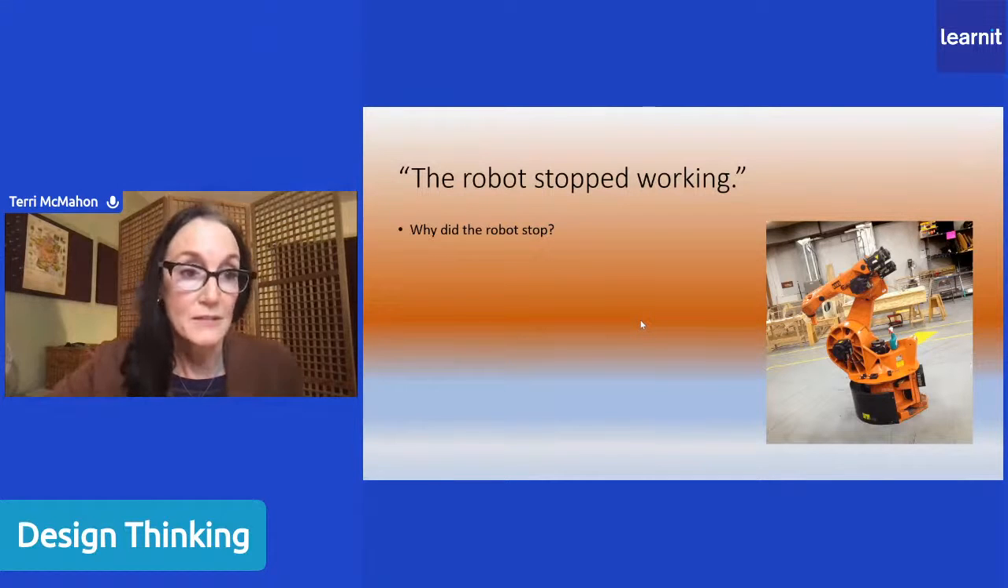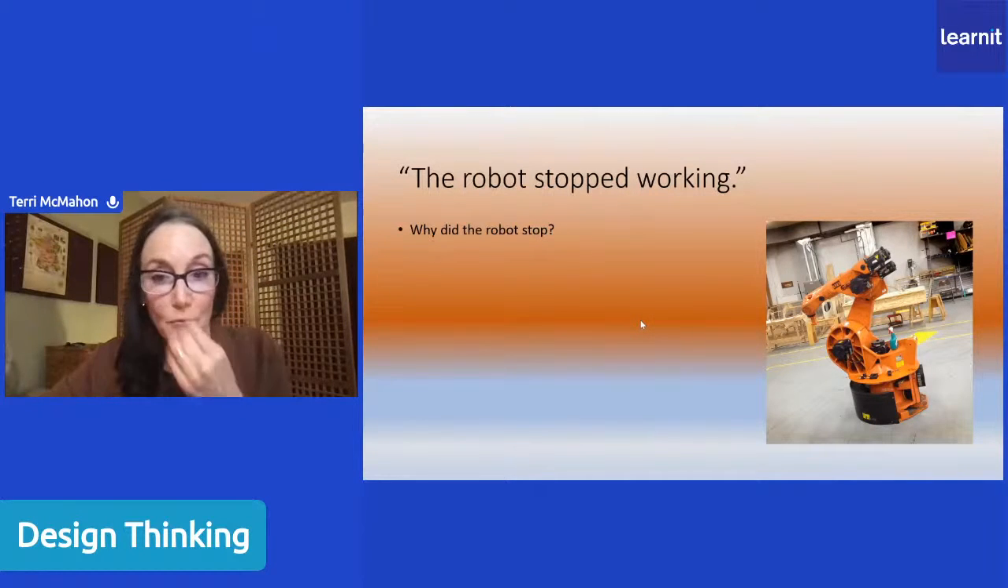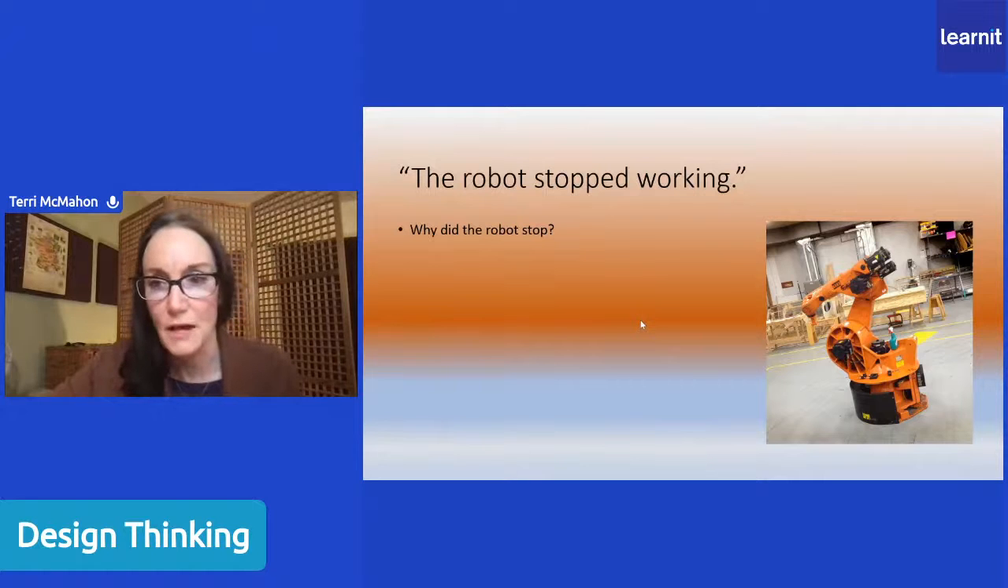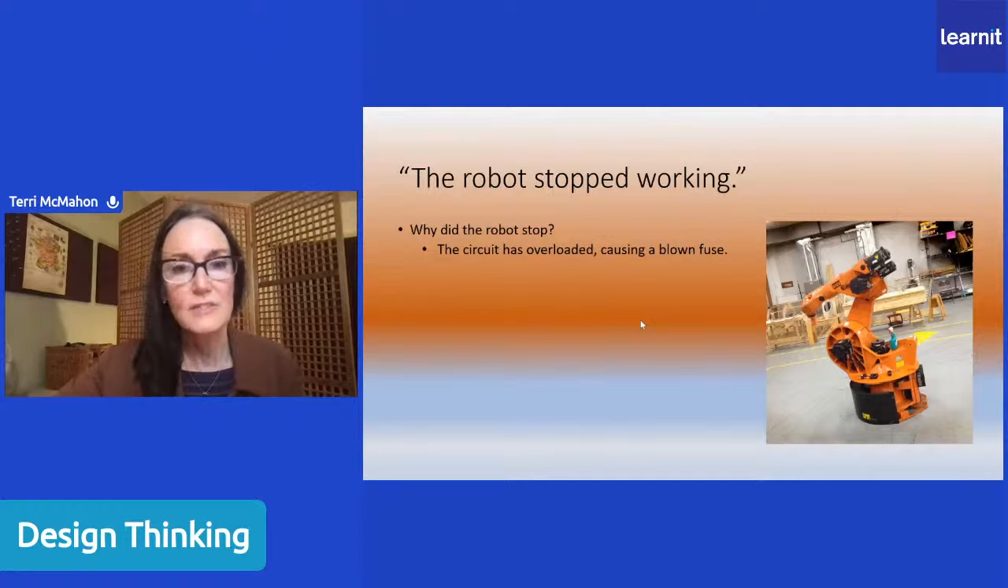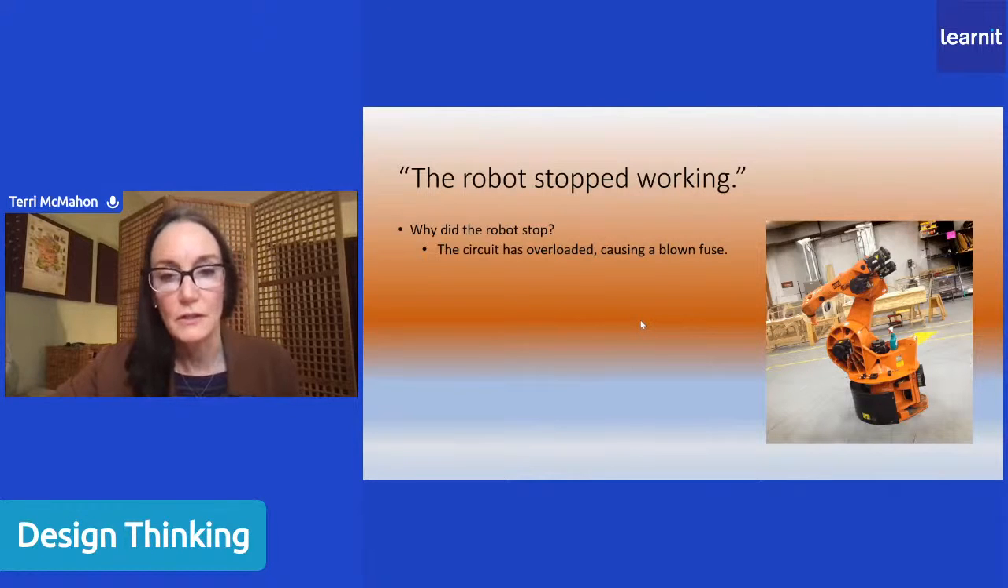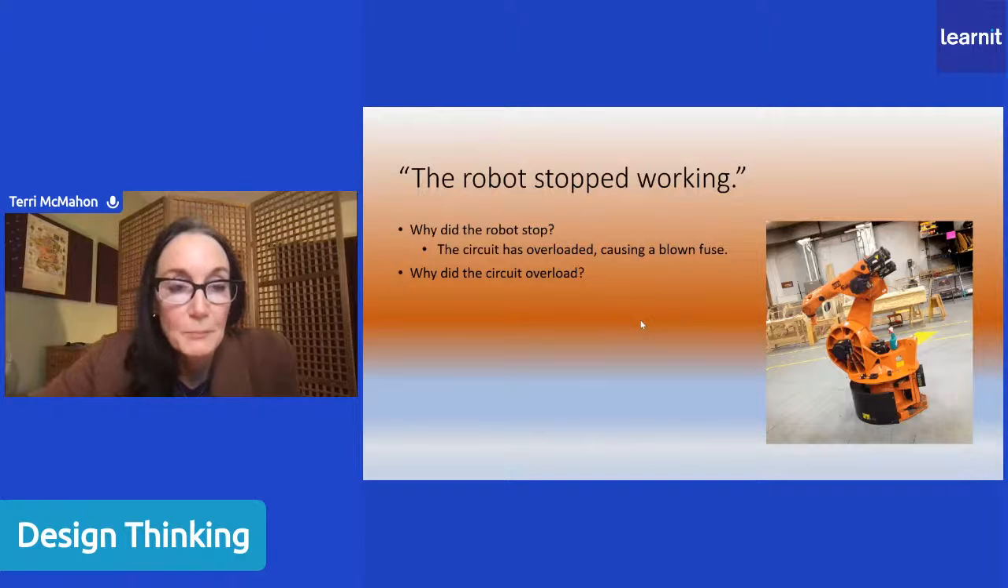We find out why it stopped working. And that's the first thing we're going to ask. Why did the robot stop working? Somebody who works with the robot says, the circuit overloaded. A fuse blew. Okay, so we've blown a fuse. So what do we do? Many of you might say, let's replace the fuse.